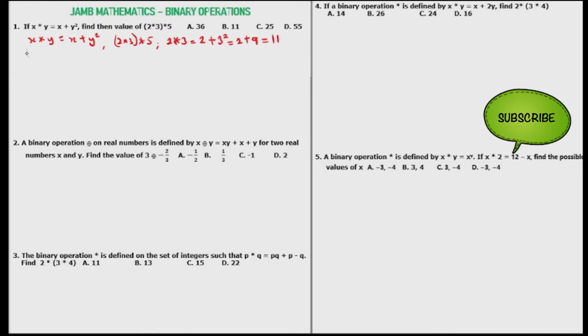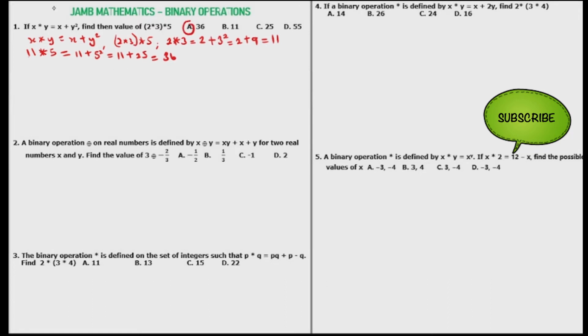Now we proceed. I have solved the one inside the bracket. Now we say 11 asterisk 5, the number which is outside the bracket. So it will be equal to, following the definition again, 11 plus 5 squared, which is equal to 11 plus 25. 11 plus 25 will give you 36. You can see that's option A here.